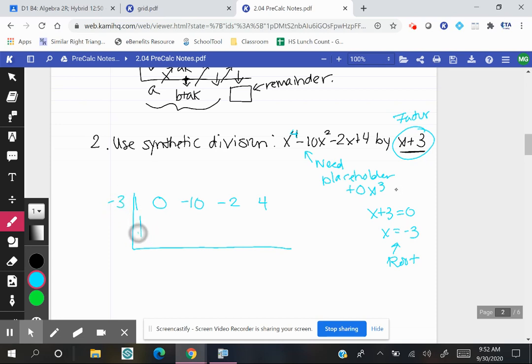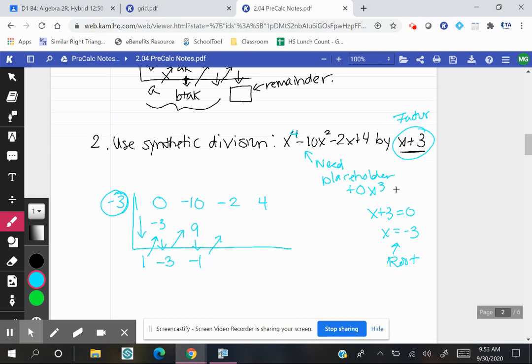So first step, drop it down. Just bring that 1 down. And then we're going back up. Now we're multiplying, always multiplying by this root out here. So 1 times negative 3 is negative 3. Then going down, we add 0 minus 3 is negative 3. Going back up, we multiply by the negative 3 to get 9. Add going down, we get negative 1.